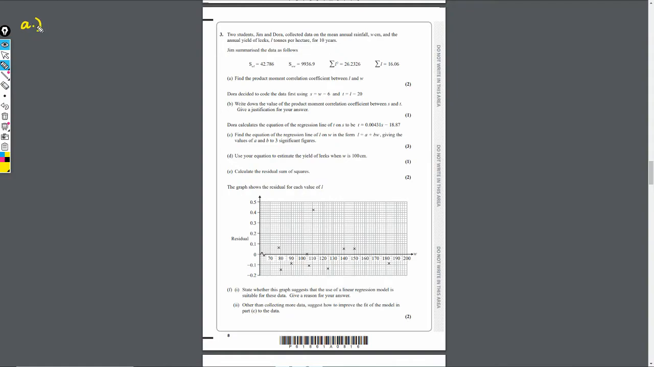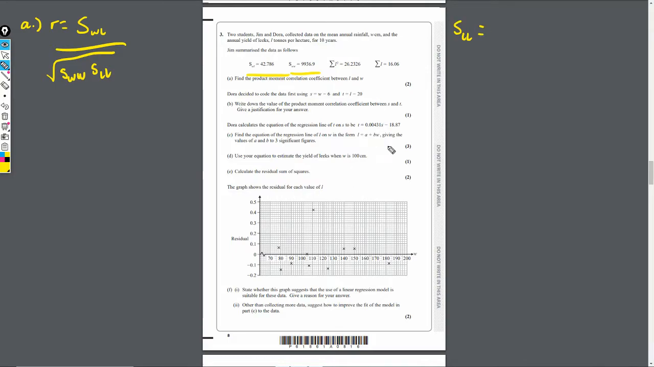So part A, we have to work out the product moment correlation coefficient between L and W. It's nothing interesting, it's just looking at rainfall and the yield of leeks, so incredibly boring. But for this question here, we have to use the formula book, okay? This formula is given as r equals SWL divided by the square root of SWW times SLL, okay? Now, in this case, we've got SWL, we've got SWW, but we don't have SLL, so we need SLL.